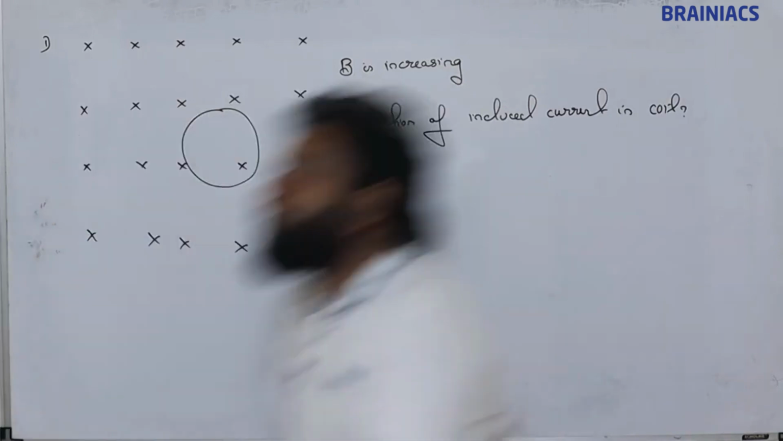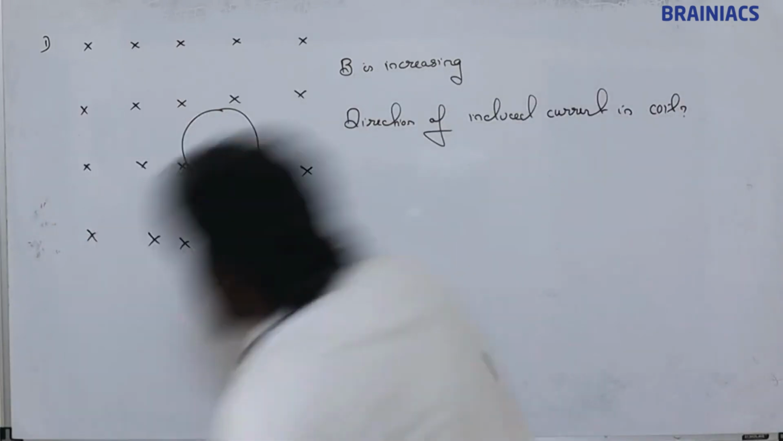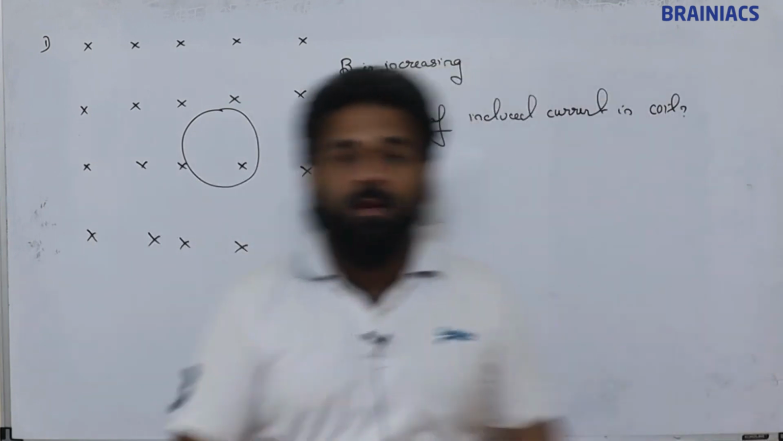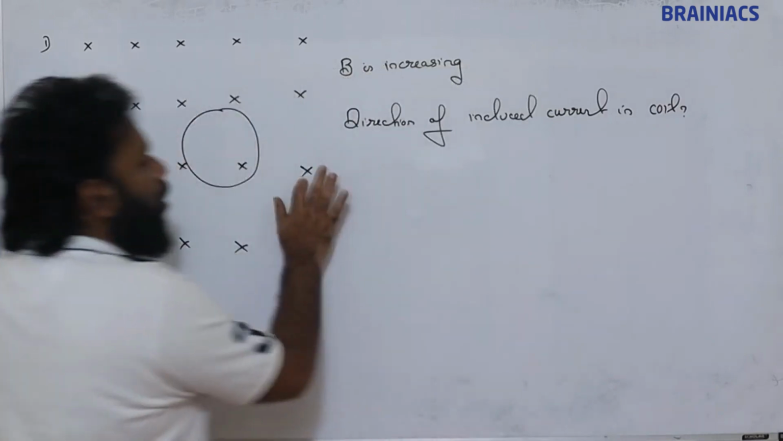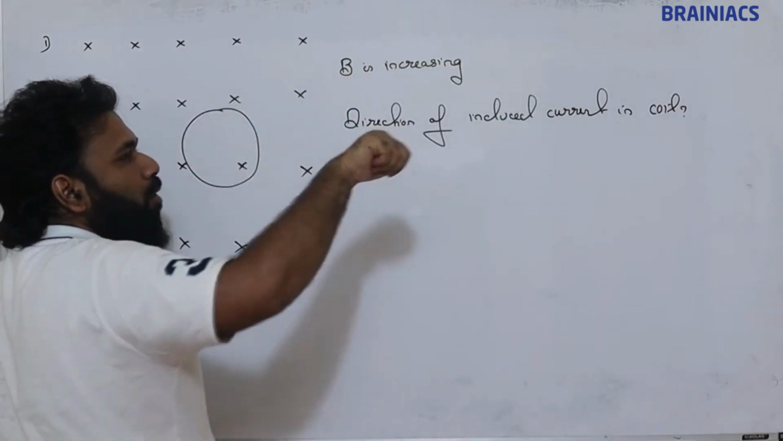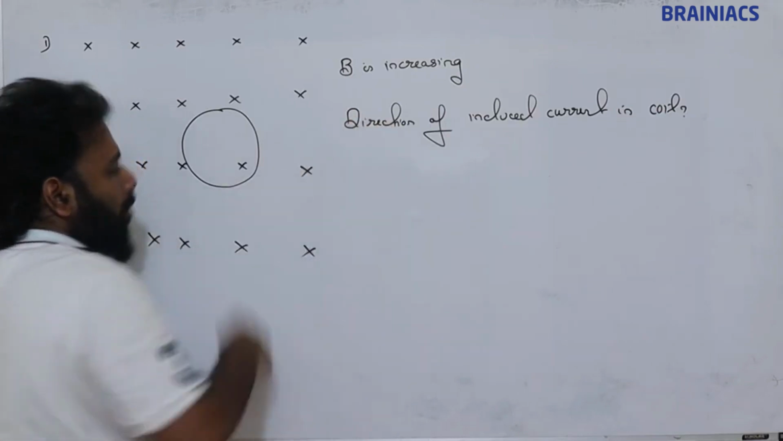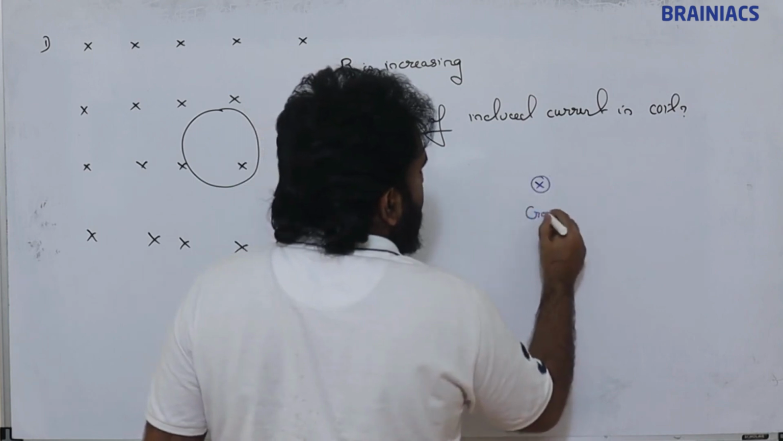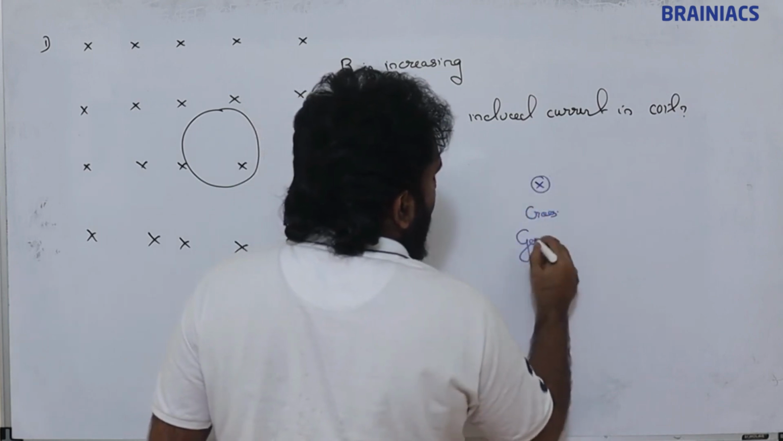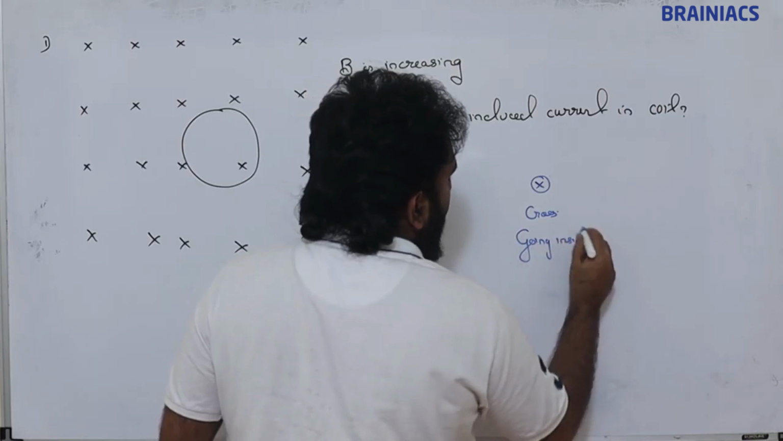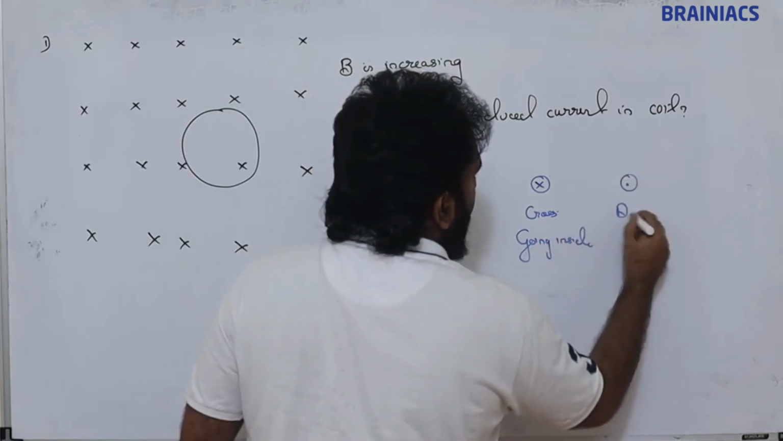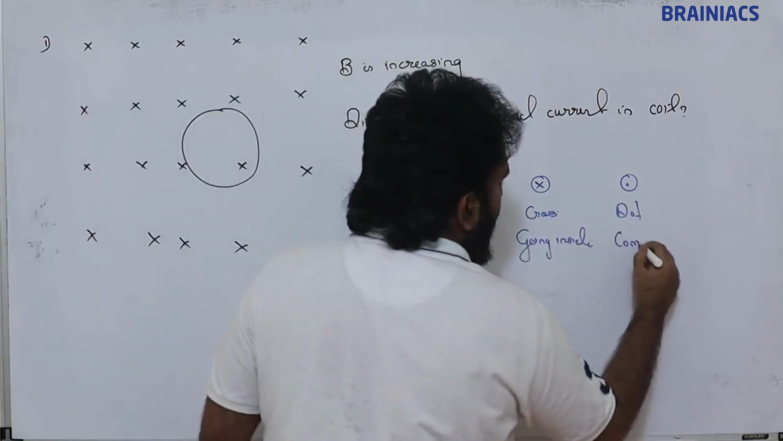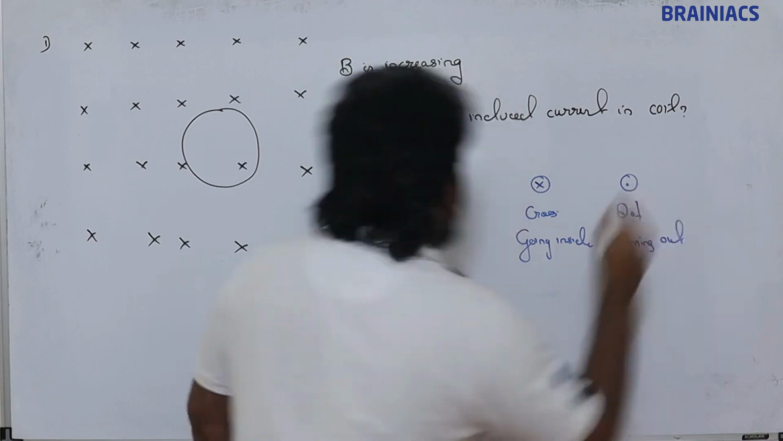This is one type. They are saying B is increasing, that is, the magnetic field is increasing. What is the direction of the magnetic field? A cross is given, which means it is going inside. A dot means it is coming out. This is not a vector, just showing the direction.